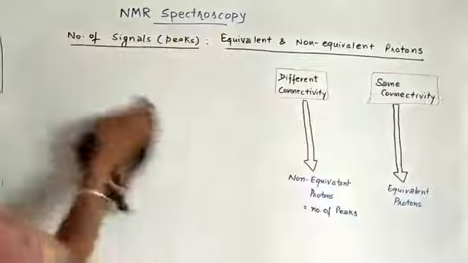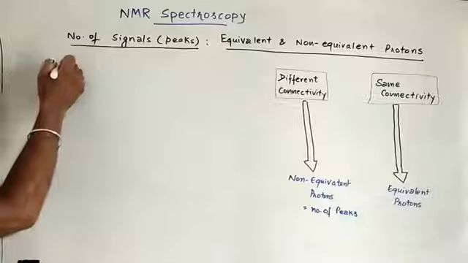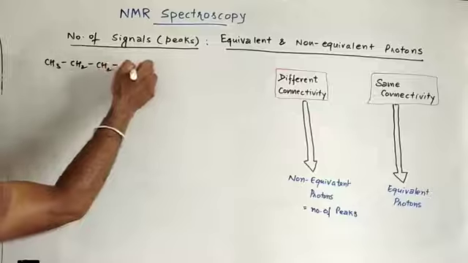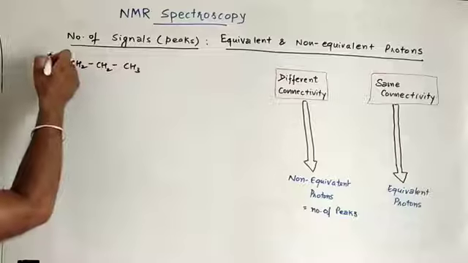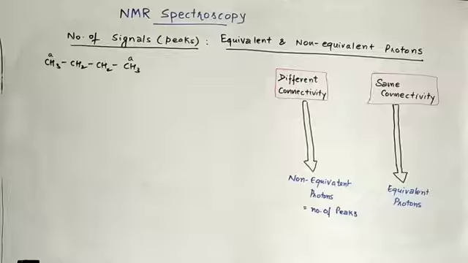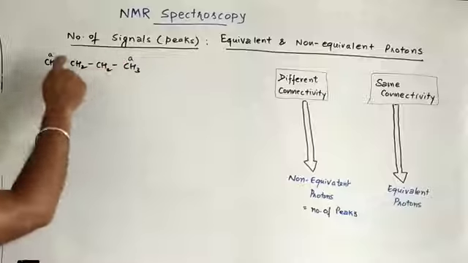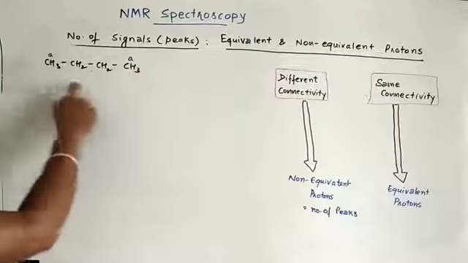Next, let's take butane, CH3, CH2, CH2, CH3. So how many types of protons are there? You can see these two protons are equivalent. Their connectivity is the same. These protons are connected to carbon and then this whole group, the propyl group. These three protons are also connected to carbon and this propyl group.